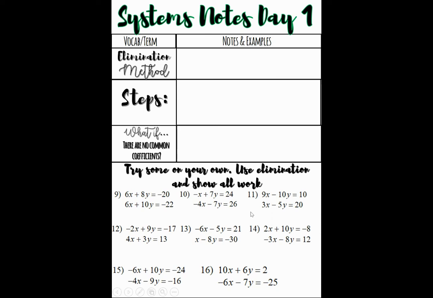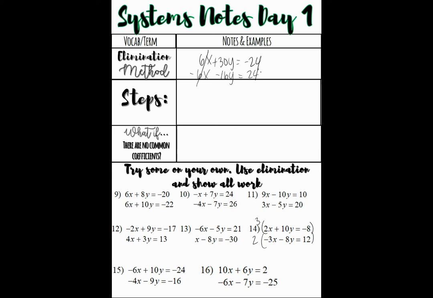Number 14. So we look, is there anything we can multiply by just one of them? No, so we're going to have to multiply both of them. I'm going to multiply the top by 3 because I'm going to cancel out the x's, and the bottom by 2. If I multiply the top by 3, I get 6x plus 30y equals negative 24. The bottom becomes negative 6x minus 16y equals 24. So now I can add these up.